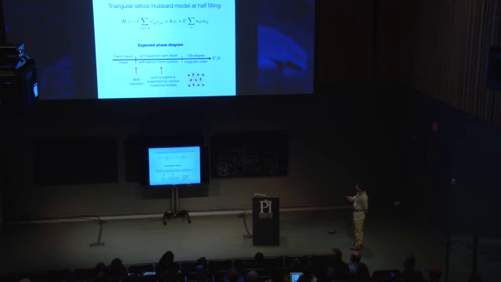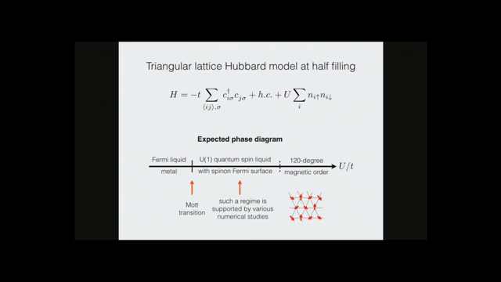So this is the expected phase diagram for a triangular lattice Hubbard model at half filling. When the Hubbard interaction is very weak, we have a Fermi liquid metal. When the interaction becomes large, we have a Mott transition, and the electrons become localized on the lattice sites. At very large interaction, we have this 120-degree magnetic ordered state. And in between, in this intermediate coupling regime, we expect a U(1) quantum spin liquid with a spinon Fermi surface.